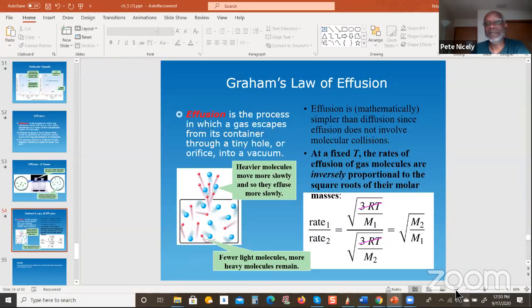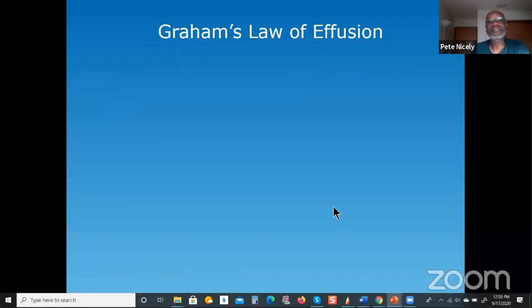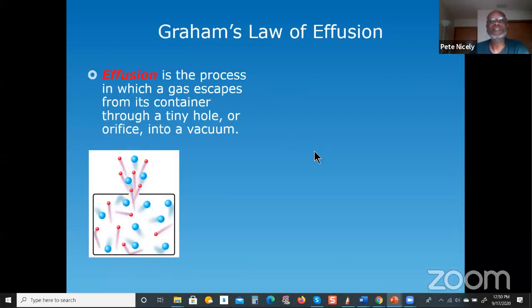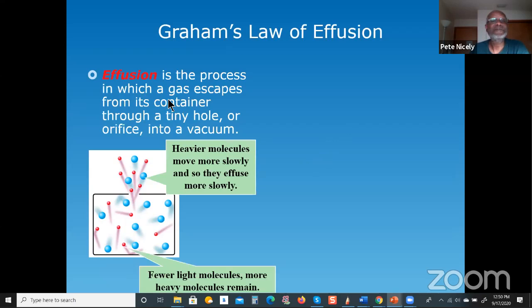Now, effusion is a better process in terms of using the equation that we talked about to model it. Effusion, by definition, is a process in which a gas escapes from its container through a tiny hole or orifice into a vacuum, right? So if you have your gas, and in this case, you have a mixture of gases in a container, you have a very small hole, and the gas particles are escaping from the hole into vacuum. So there's no other substance outside here. So therefore, we're talking about effusion in this case and not diffusion.